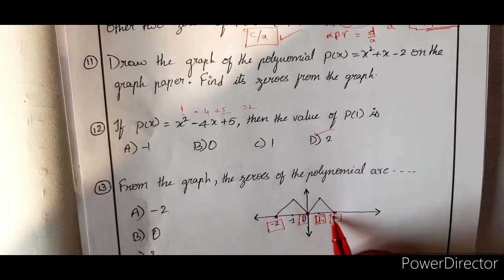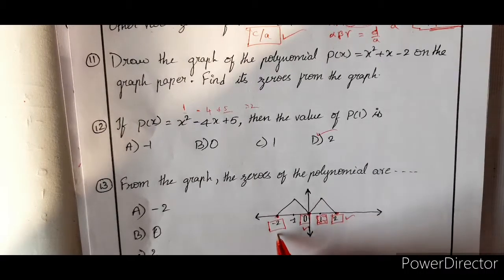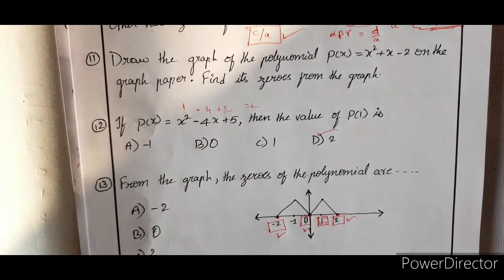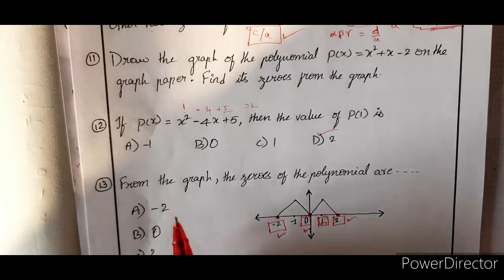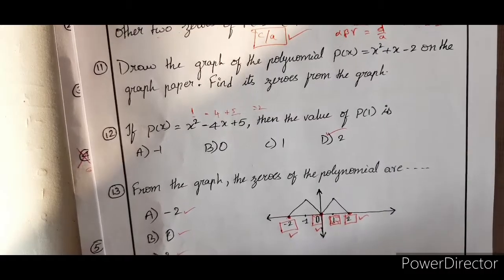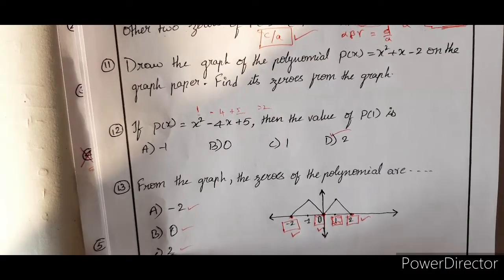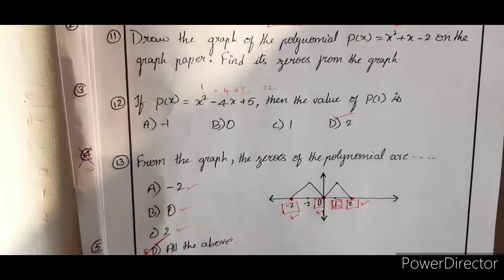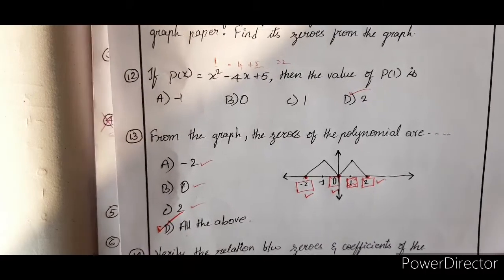Right, and x equal to 2 is a zero, x equal to 0, x equal to minus 2. So the zeros of the polynomial: minus 2 is a zero, 0 is a zero, 2 is a zero. So all the above is the right answer. What is the right answer? All the above is the right answer.